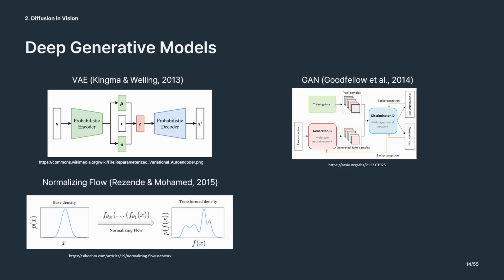Another family of models is called normalizing flows. This treats the generation process as a sequence of invertible transformations, from a simple base distribution to a complex target distribution, learning each step in the process.